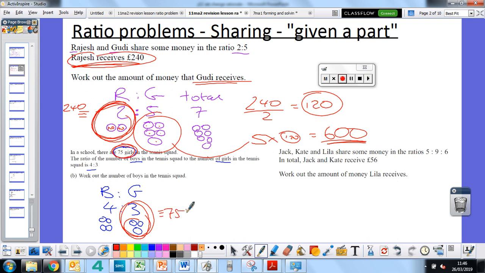So if the 3 parts are worth 75, we can do 75 divided by 3 is 25. Each of these parts is 25. They want to know the number of boys. Boys are 4 parts. So for boys, it's 4 times 25, which is equal to 100. Nice and simple, like the example that we did first.